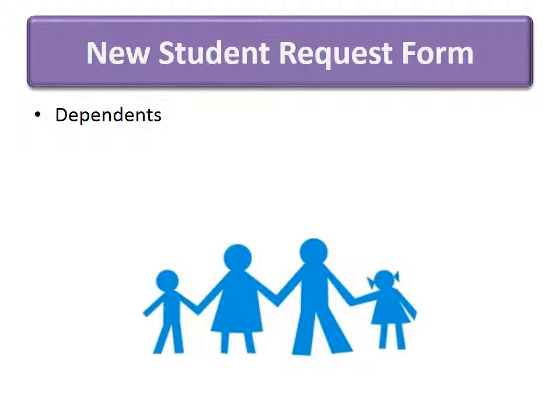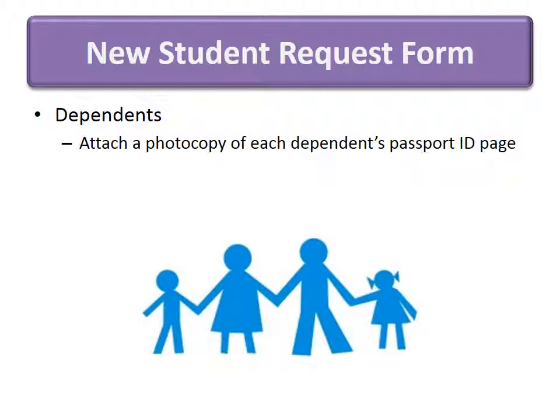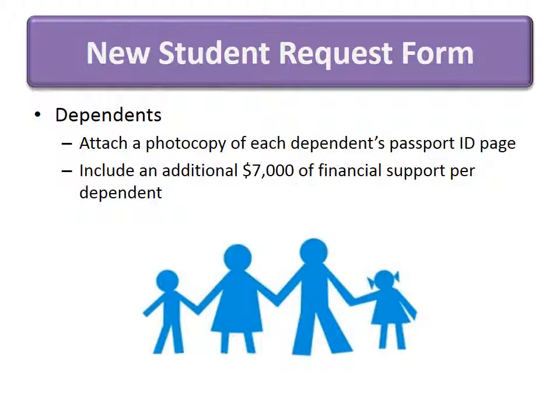If you plan to bring your spouse or children with you to Rochester, please include copies of each dependent's passport identification page and complete the dependent section on the new student request form. You will be required to show an additional $7,000 in financial support for each sponsored dependent.